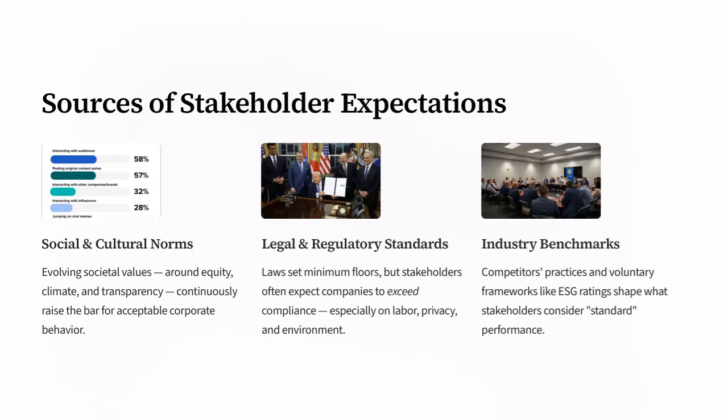Stakeholder expectations come from more than formal business requirements. Social and cultural norms continuously raise the standard for acceptable corporate behavior, particularly around equity, climate, and transparency. Legal and regulatory standards establish the minimum floor, but stakeholders often expect companies to go further, especially in labor practices, privacy, and environmental responsibility. Finally, industry benchmarks matter. Competitors' actions and voluntary frameworks, including ESG ratings, influence what people view as standard performance. Together, these forces shape how organizations are evaluated and where stakeholders believe they should set the bar.